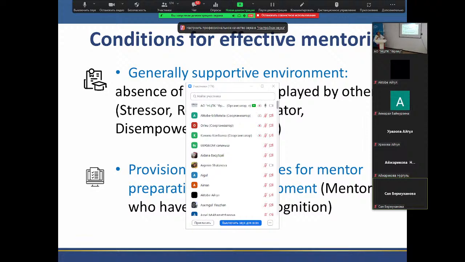And provision of opportunities for mentor preparation and development. Mentors who have time and recognition. Yes, every mentor must have enough time to listen to you. The process of mentoring takes a lot of time. If it is done as it must be, the analysis of the lesson usually takes about an hour. So that means it's impossible to do it during a 5-minute break.